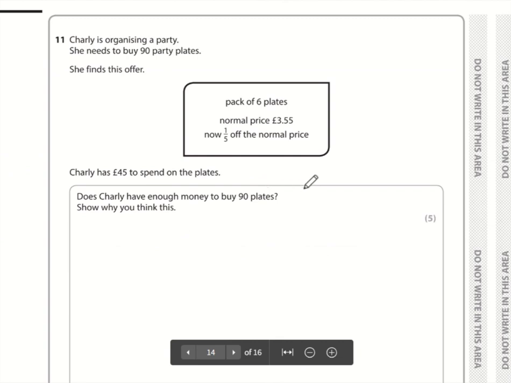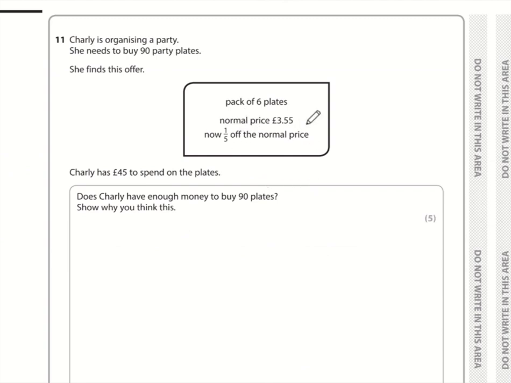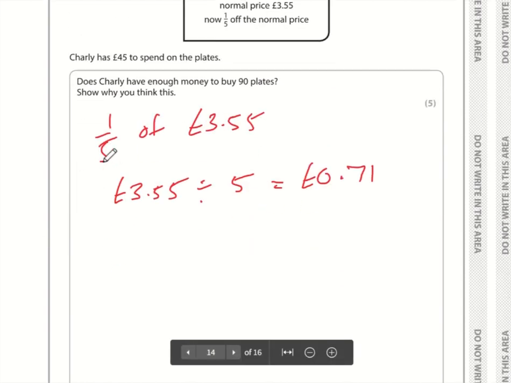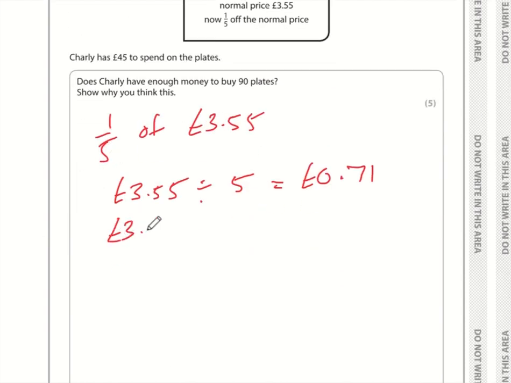Okay, so for this question, the first thing I'm going to do is take 1/5 off the price. So what is 1/5 of £3.55? Well, that is £3.55 divided by 5, and that is a discount of £0.71. So 71p discount. So the new price is going to be £3.55 take away £0.71, and that is £2.84.